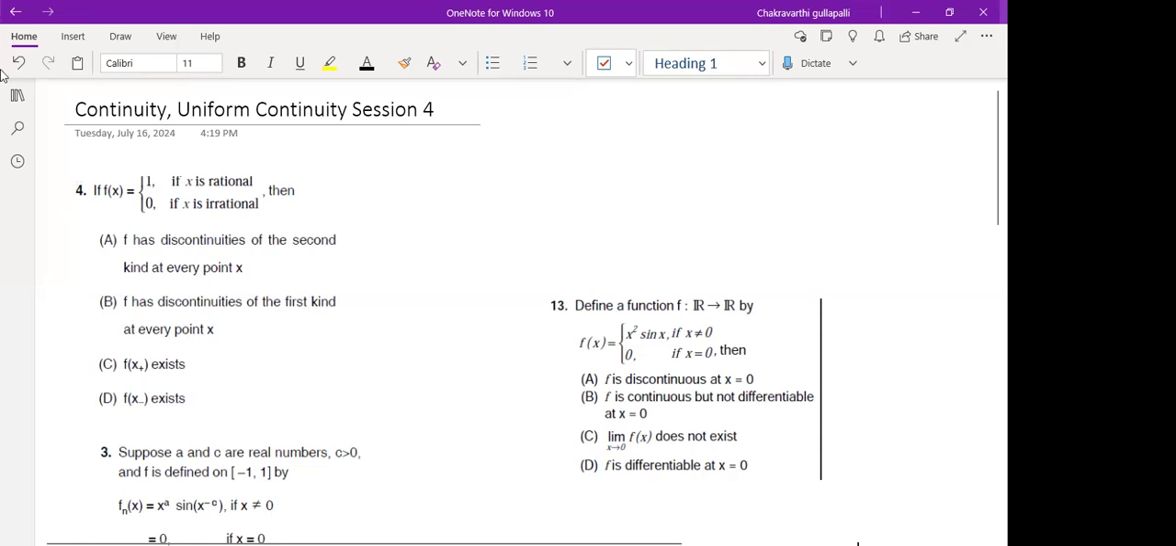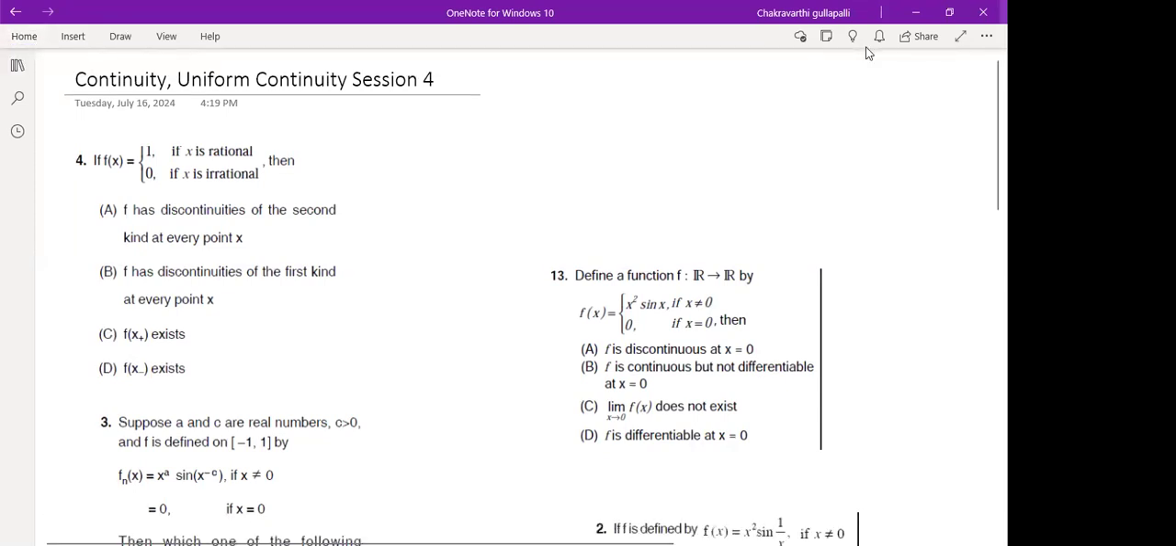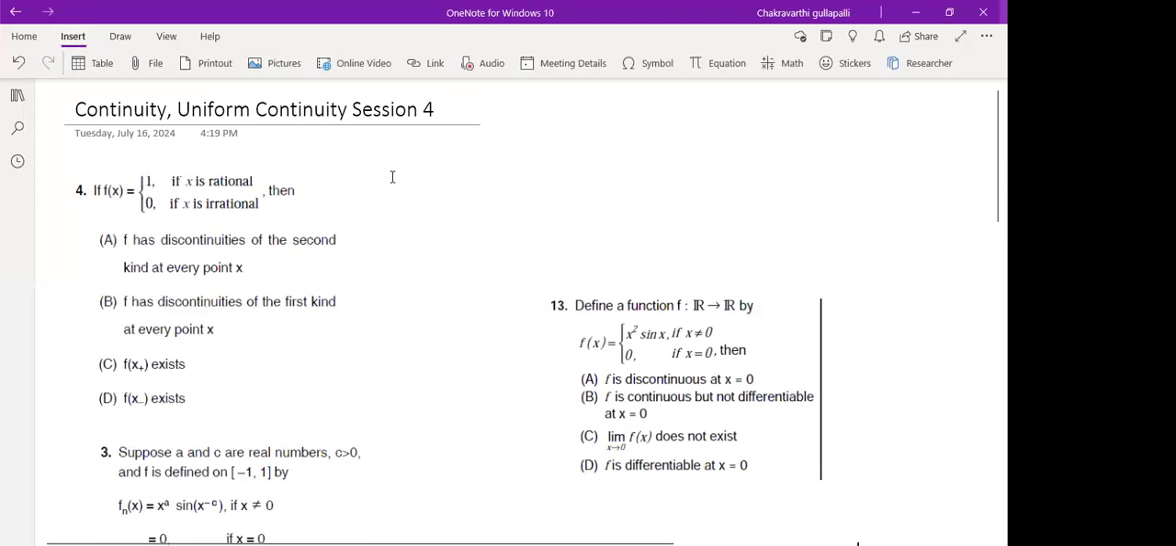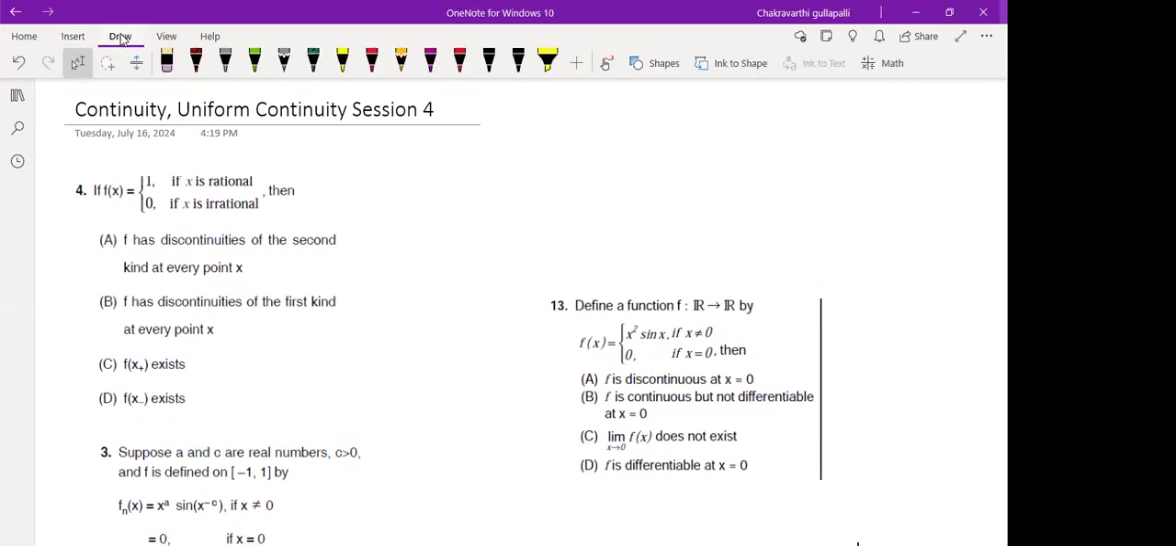To work out such questions, in order to find out, we do not calculate left hand limit and right hand limit directly. We divide them into cases. What are the cases? Case 1, x belonging to Q, and case 2, x belonging to R minus Q. Like that we divide. So let us calculate for them.